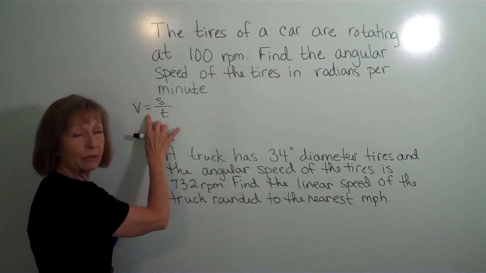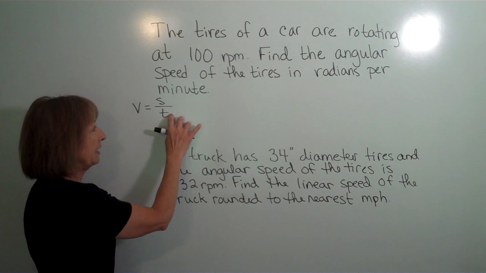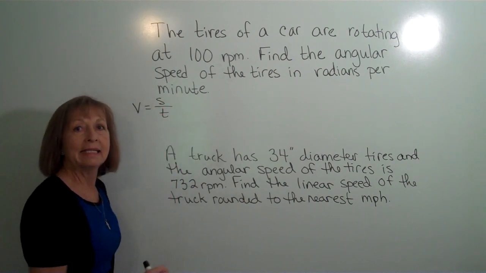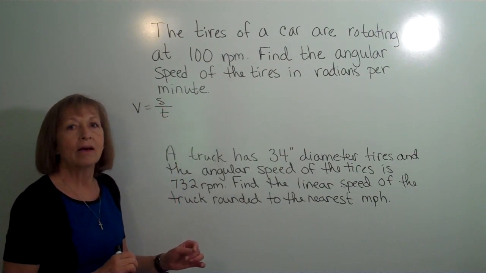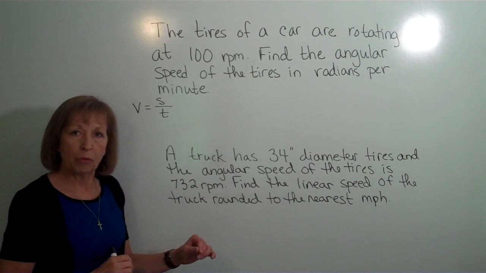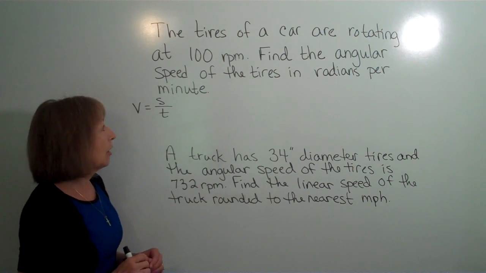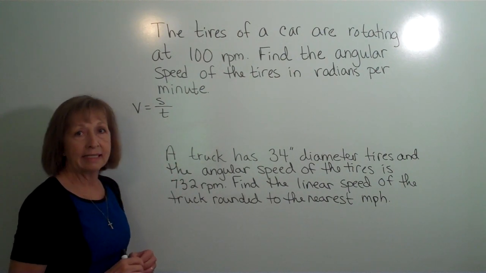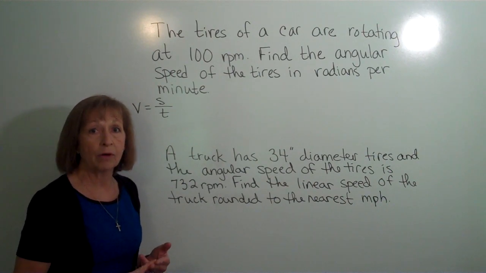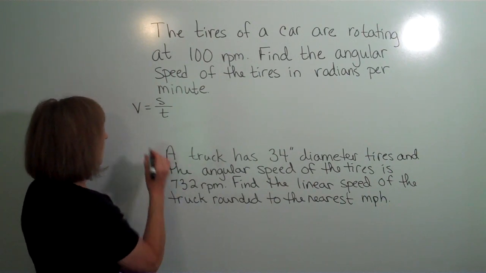Linear speed is equal to s over t, where s is the length of the distance that the point has traveled per time, and s is equal to r times theta, where theta is in radians.